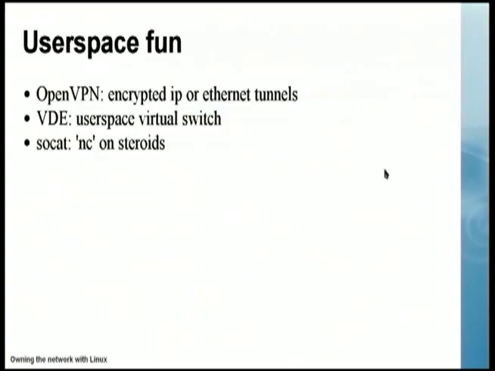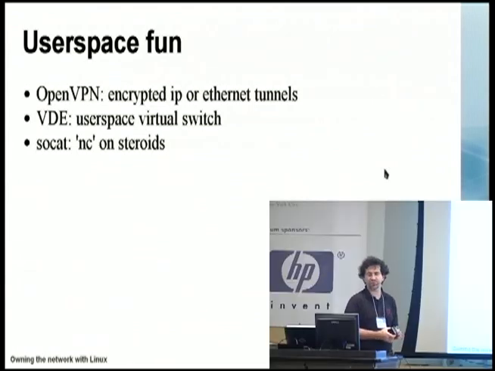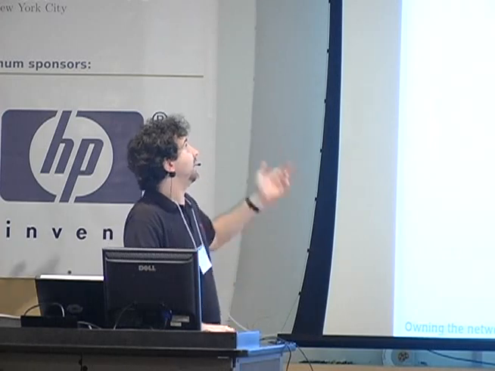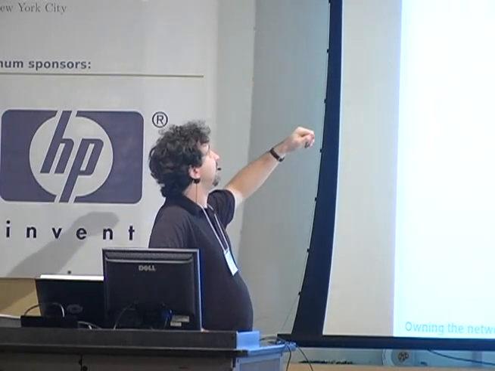There's a bit more which you can do in user space. I just brushed on this. All of these packages have good documentation. But just as pointers, OpenVPN, everybody has used it, I'm sure. It's nice because you can actually encrypt your IP tunnels or Ethernet tunnels. So GRE you should only use in a trusted environment or over IPsec, because otherwise, basically, anybody can spoof your network. If you need something secure, OpenVPN.